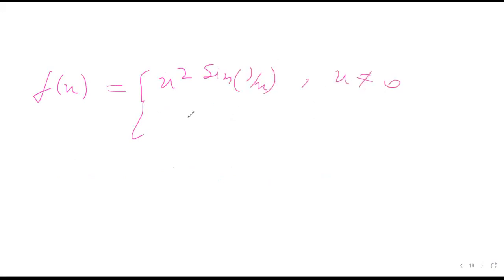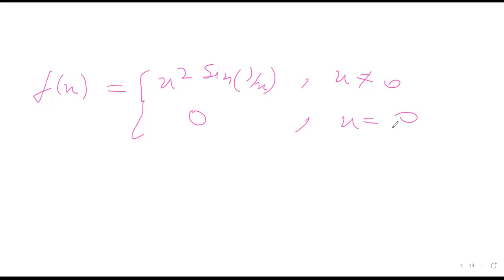Okay, now let's take another question. f(x) is equal to x square sine 1 by x, for x not equal to 0, and 0 if x equals 0. Can you solve whether this is continuous or not continuous?